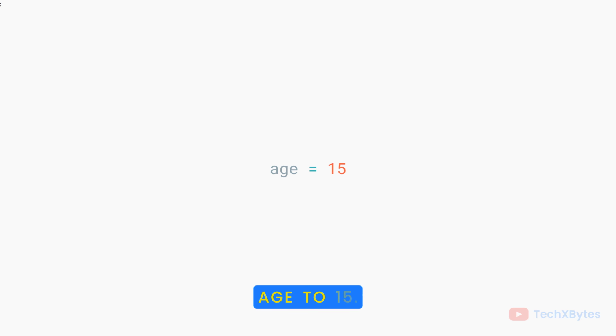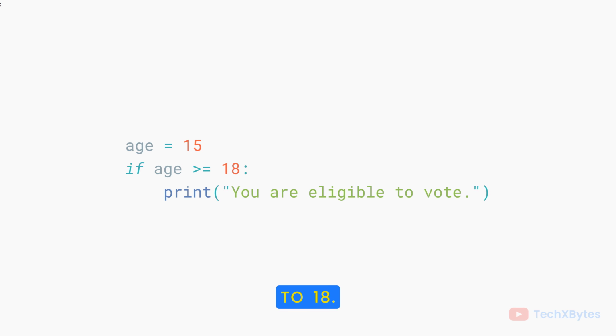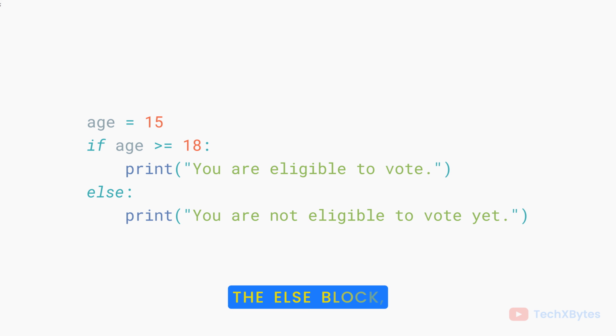Let's change the age to 15. We still have our if statement checking if age is greater than or equal to 18. The else keyword provides an alternative block of code to execute if the condition in the if statement is false. It's followed by a colon. The code inside the else block, which is also indented, will be executed if the if condition is false. Here, it will print "You are not eligible to vote yet." Let's run this and see.